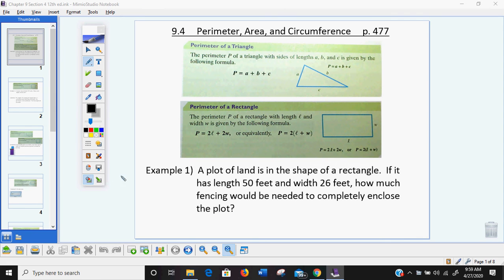Let's start by looking at perimeter in this section. We know perimeter of a triangle is just A plus B plus C. It's the distance around. Perimeter of a rectangle, distance around. With a rectangle, the widths are equal and the lengths are equal. So we often write it as 2 times the length plus 2 times the width.